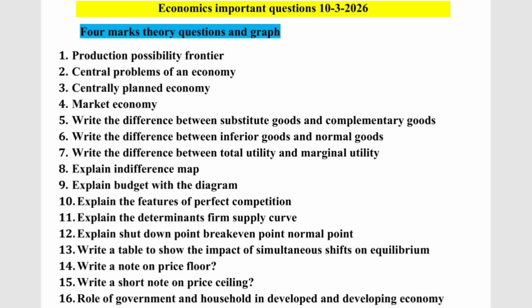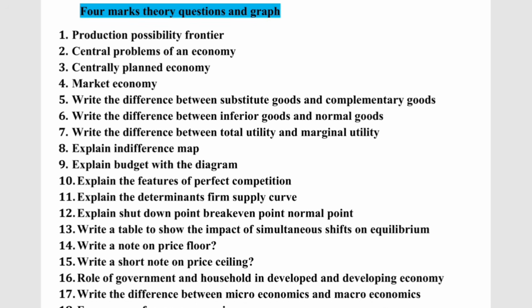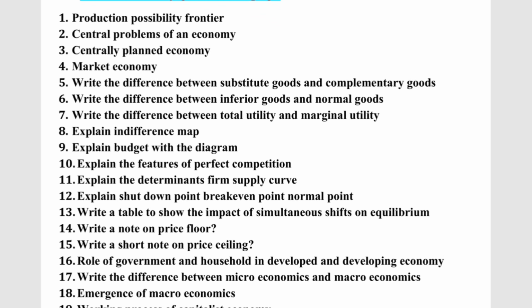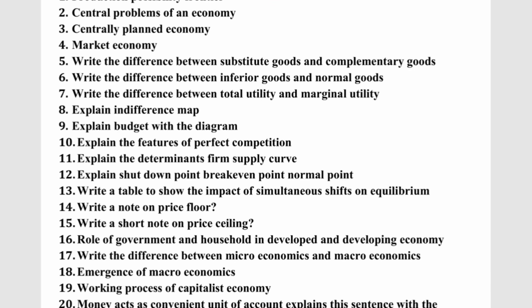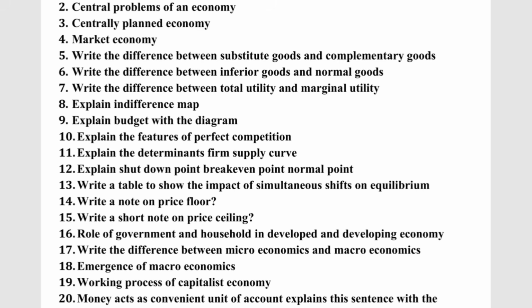Okay, the first question is production possibility frontier. Second question, central problems of an economy. Next, centrally planned economy, market economy. Next, write the difference between substitute goods and complementary goods. Write the difference between inferior goods and normal goods. Write the difference between total utility and marginal utility.